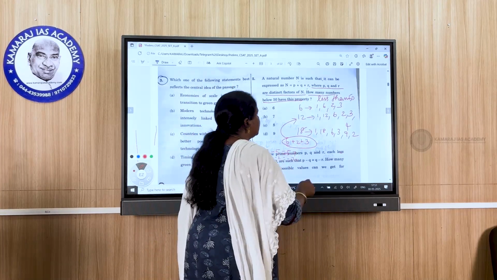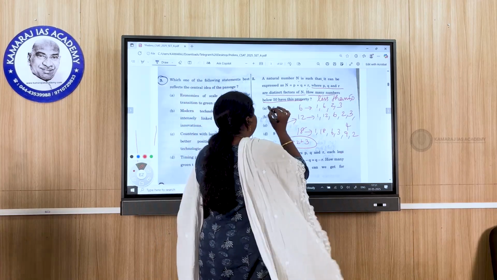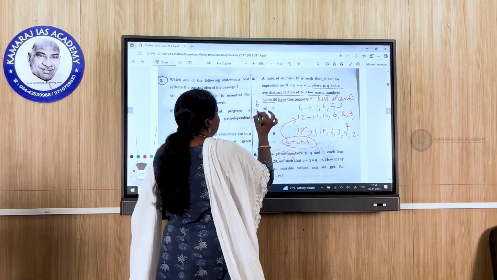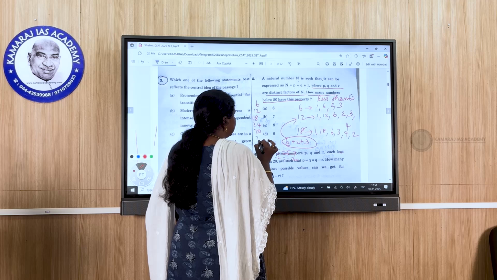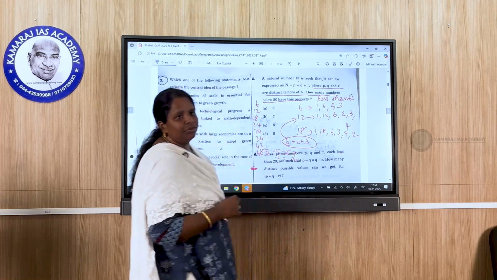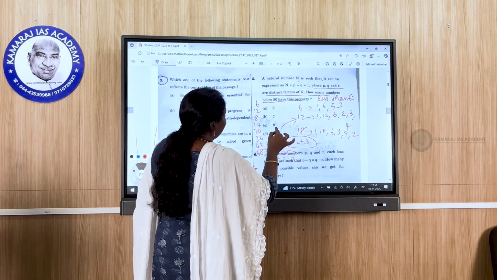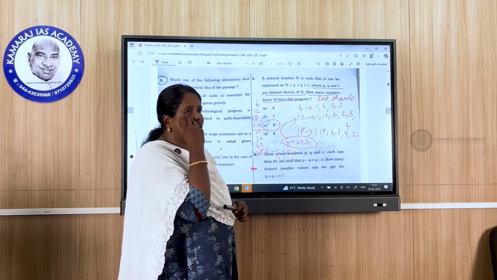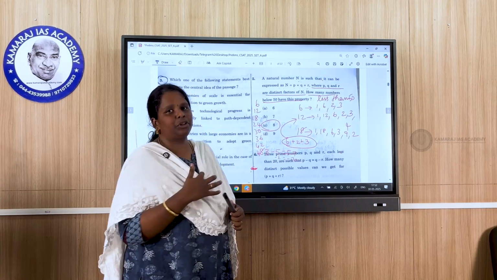Similarly, how many numbers are there which have distinct factors like that? So the multiples of 6 have that property, right? 6, 12, 18, 24, 30, 36, 42 and 48, less than 50, have the property. So 1, 2, 3, 4, 5, 6, 7, 8 numbers have the property. Clear? So with this we are finishing the quantitative aptitude part. Thank you.